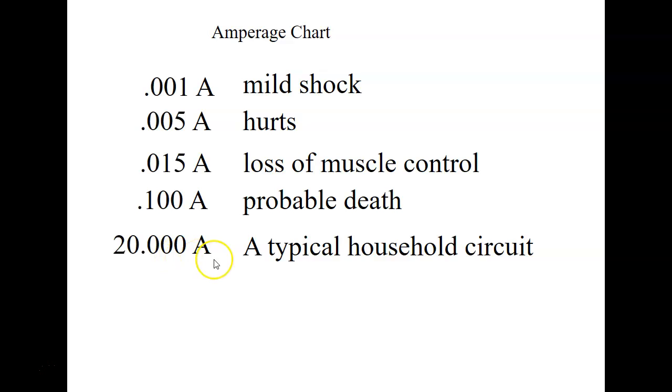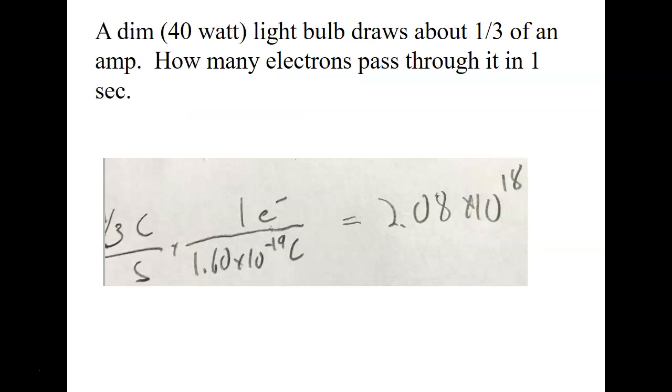So just to kind of give you an idea, not that your house is a death trap by any means, but you do want to be careful with electricity. So a dim light bulb, let's say 40 watt, draws about a third of an amp. How many electrons pass through it in 1 second? Well, a third of an amp means that there's a third of a coulomb of charge per second.